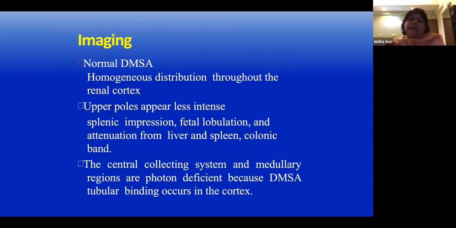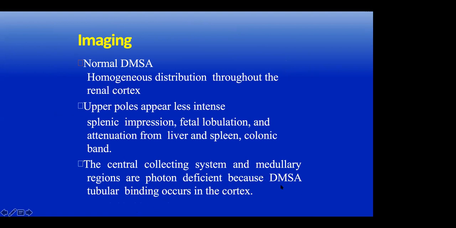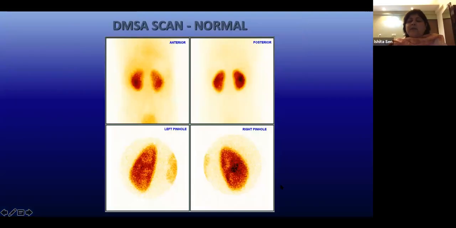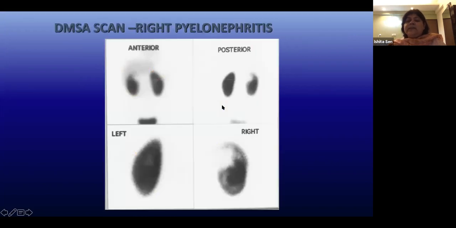So this is again the same thing. The central collecting system and medullary regions are usually photon deficient because it is the tubular proteins where the DMSA actually gets attached. So this is what a normal DMSA scan looks like. In the olden days, we used to have pinhole cameras, which would give us excellent resolution of DMSA scans. Now nobody has these cameras anymore, and on a regular gamma camera you can see the cortical uptake. You can see both of them looking like kidney beans.